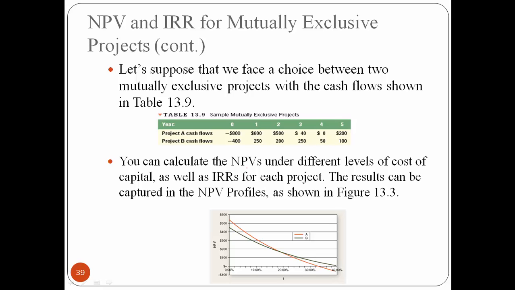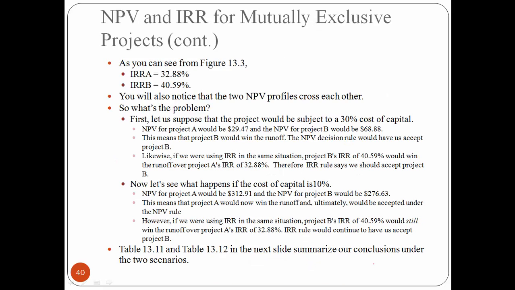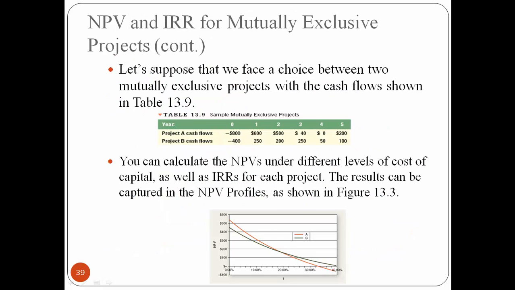And we can calculate the NPV of both projects under different levels of cost of capital, and the results can be captured in the NPV profile. So we put two NPV profiles in this one same figure for both project A and project B. Apparently project A is the one with the yellow curve and project B is the one with the blue curve. You can see from figure 13.3 the IRR of A is 32.88%.